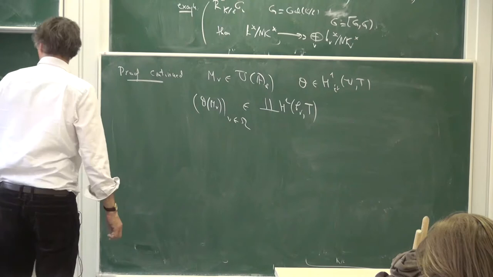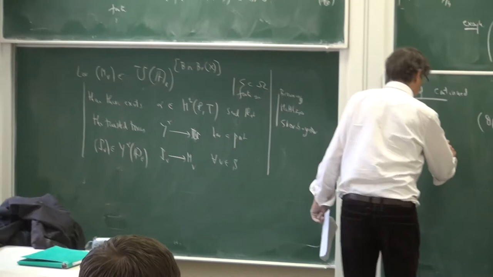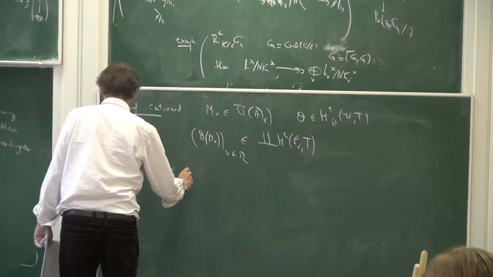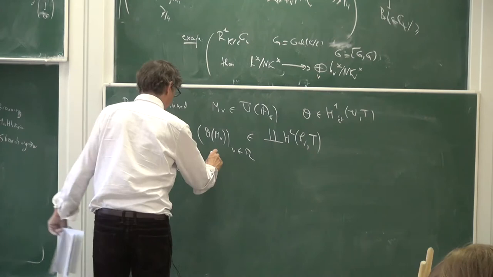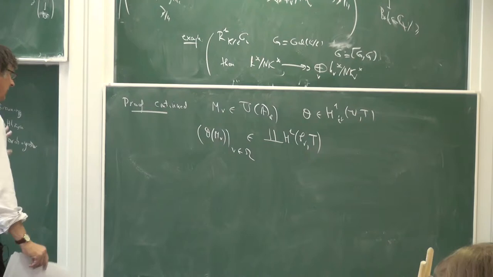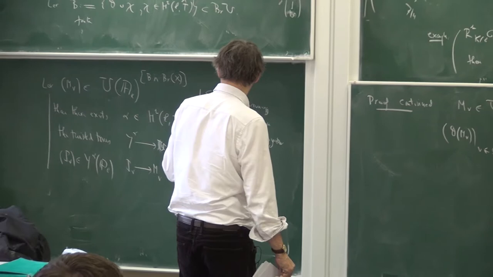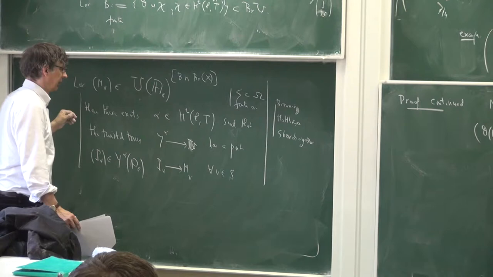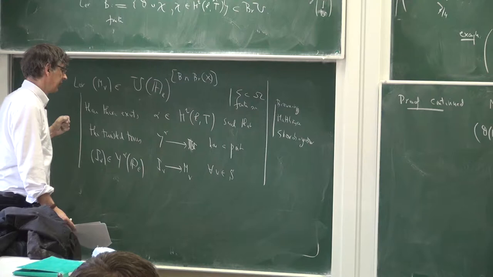Okay, and now the fact that your m_v is in U of A_K, orthogonal to B. Got it. No, I'm sorry. I'm going the wrong way around. Sorry. Let me go one step back. I must apply the formal lemma to the m_v first. Yes, sorry.